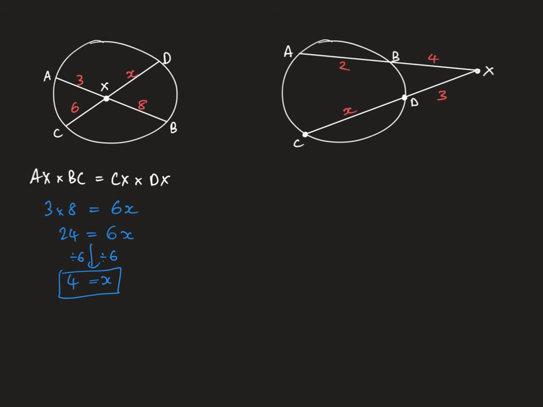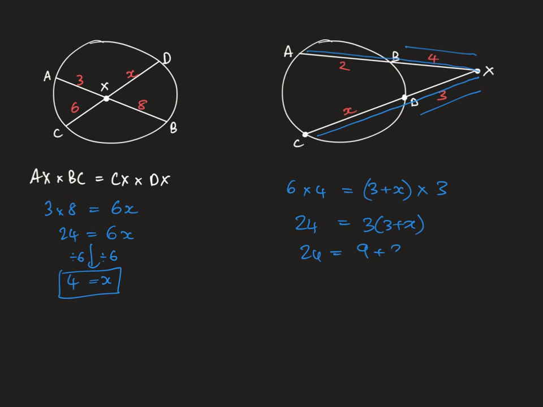But how about this question here where they're intersecting outside? Again, we know that this entire length here, AX, which will be 2 plus the 4 is 6, times this short length there, which is 4, will be the same as this entire length here, which will be 3 plus x, and that will be times this short length here, which is 3. So we know that 24 is equal to 3 lots of 3 plus x. So 24 is equal to 9 plus 3x.